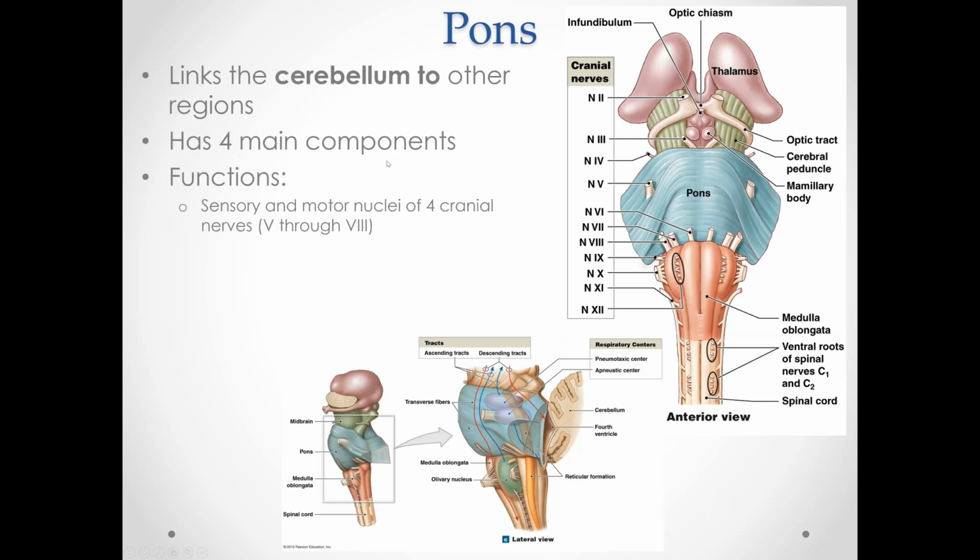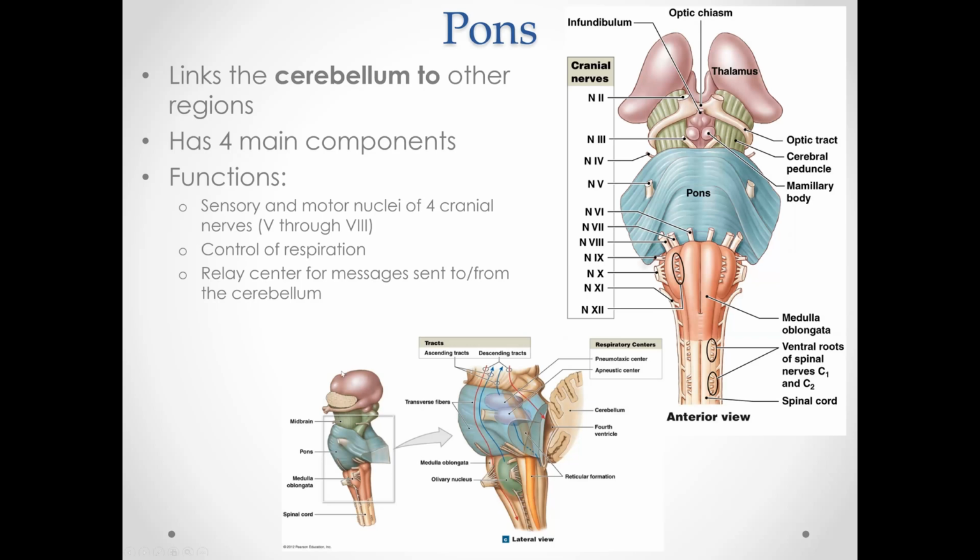So it has four main components, so four main functions. One is that it has the sensory and motor nuclei of four of the cranial nerves, so cranial nerves 5 through 8, so 5, 6, 7, and 8. 8 actually has some of its nuclei in both the medulla oblongata and the pons, that's why it's listed twice. The pons also controls respiration, so it doesn't initiate it. The medulla oblongata has the centers that initiate respiration, and then the pons controls those centers to help adjust those rates of respiration. The pons also has relay centers for messages sent to and from the cerebellum.